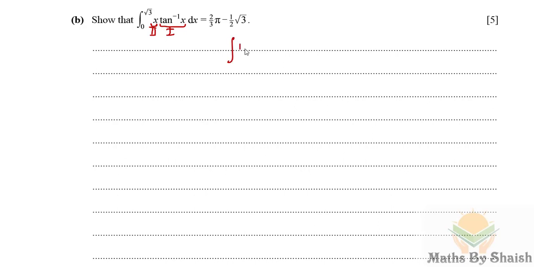We know that the integral of u v dx is the first function as it is, times the integration of the second function with respect to x, and then minus the integration of the differentiation of the first function, d/dx of u, multiplied by the integration of the second function with respect to x, and the whole integration. That's the integration by parts.